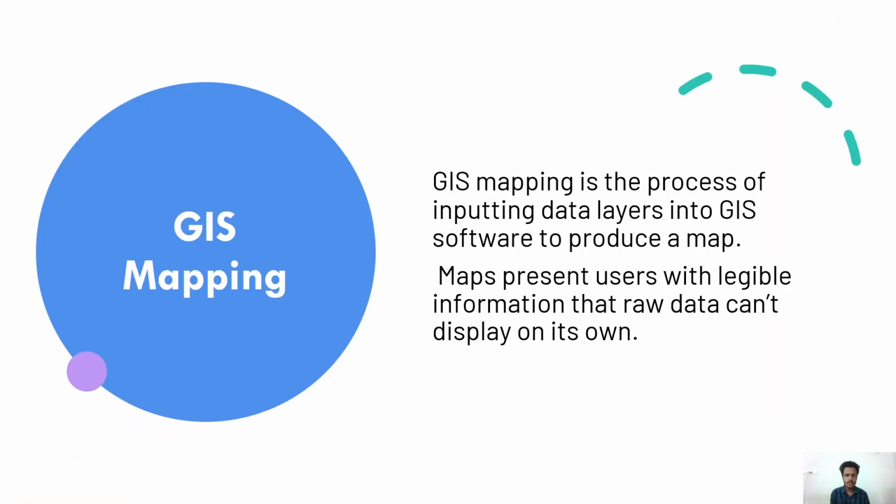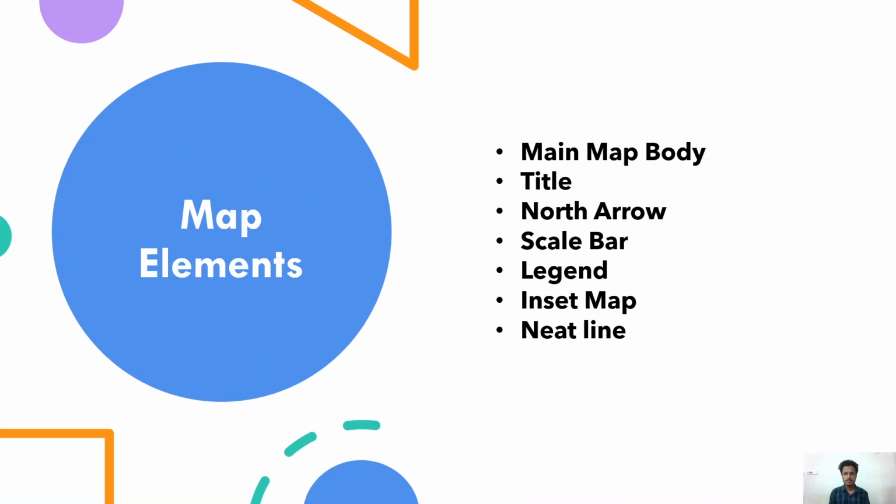First of all, we need to know what is GIS mapping. GIS mapping is the process of inputting data layers into GIS software to map layers to produce a map. There are many map elements, but in this session we will talk about only 7 map elements of our map designing process, which are main map body, title, north arrow, scale bar, legend, insert map, and neatline.